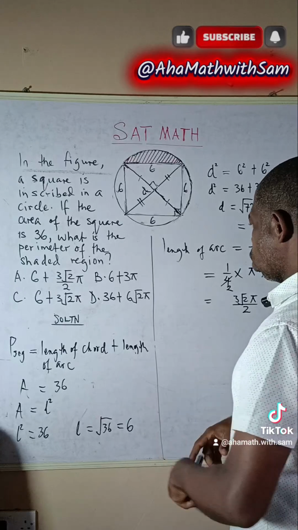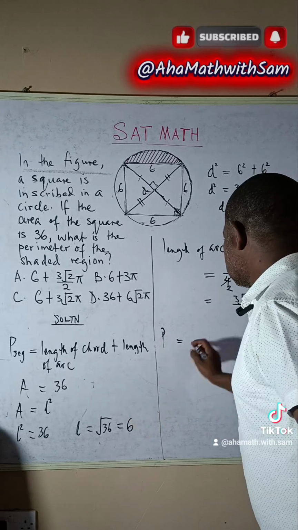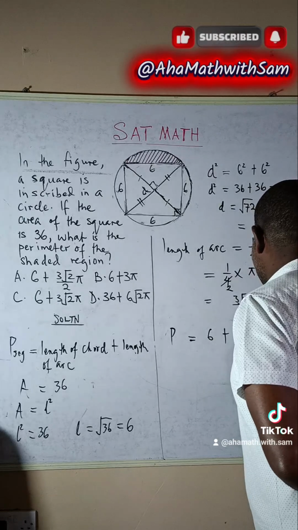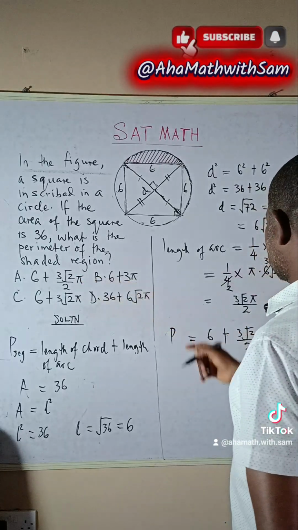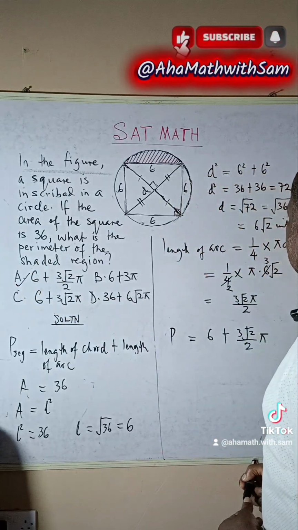Now we can bring it all together. Perimeter of segment will be length of chord 6 plus 3 root 2 over 2 pi. Looking at the options, it's clear that option A is the correct answer.